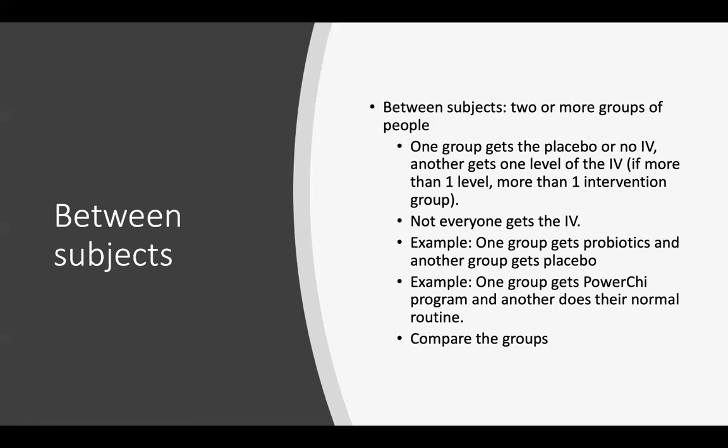The other example would, like I said, we would have one group that gets the PowerChi program and one group that gets a placebo program or just their normal routine. We then compare the outcomes between the groups, and so that's why we call it between subjects. We're comparing the dependent variable between the two groups. One group got the treatment, one group did not get the treatment.